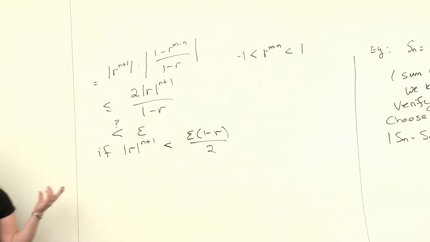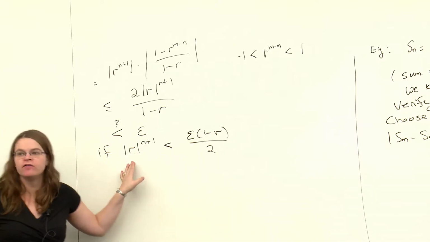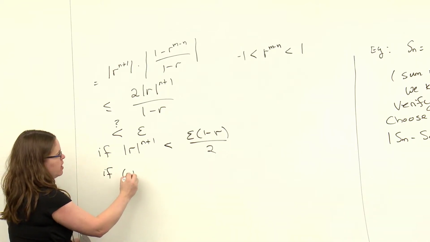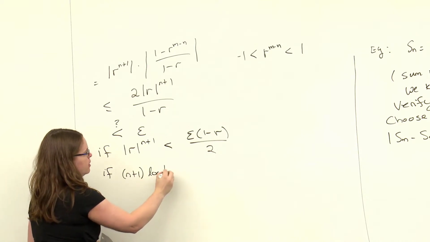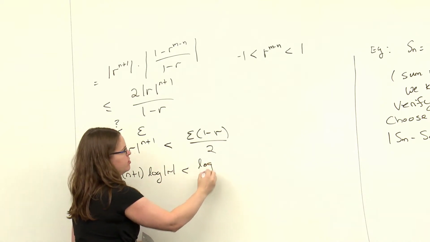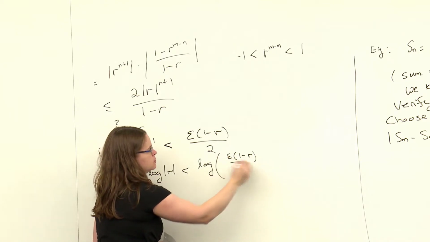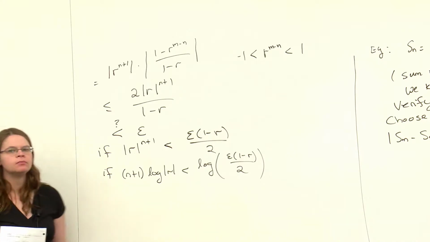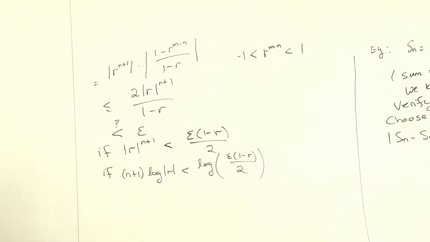Okay, I can take the log of both sides. The log is this monotone increasing function. So if this is less than this, then log of this is less than log of this. So that's always safe. So this holds true if (n plus 1) log r is less than the log of all of this. So what kind of condition is this going to give us for n?